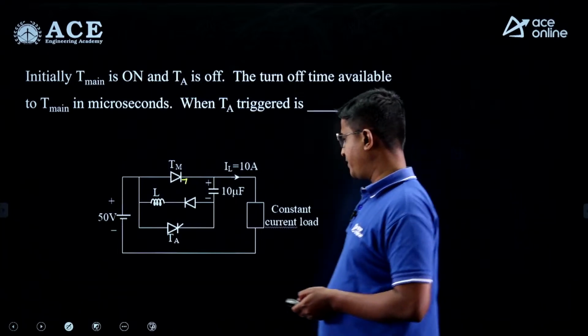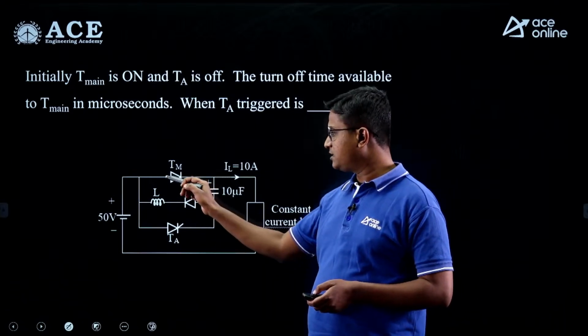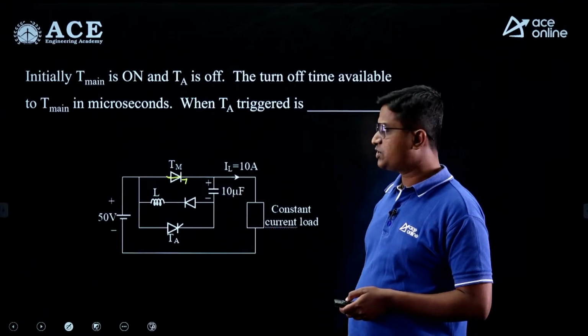Okay, so my dear friends, if you check this circuit, here they are saying initially my main thyristor is in conduction mode, and this capacitor is charged to which voltage?